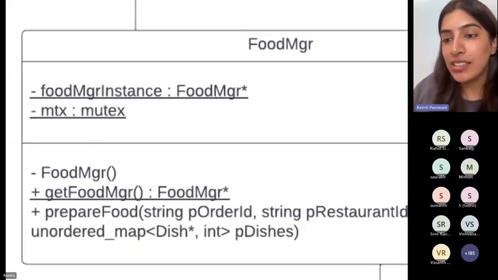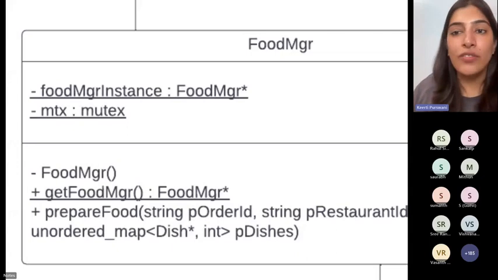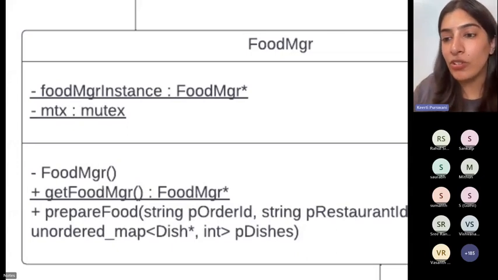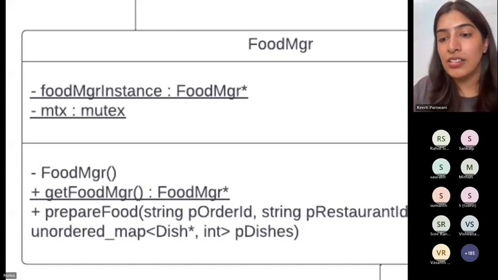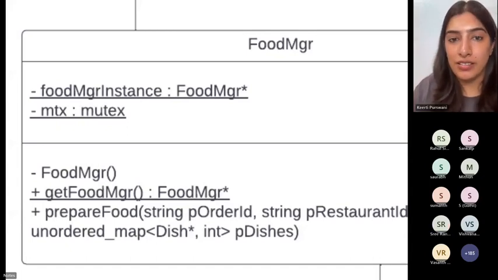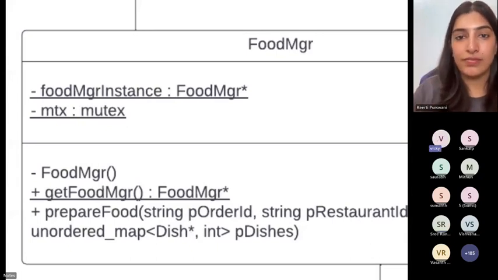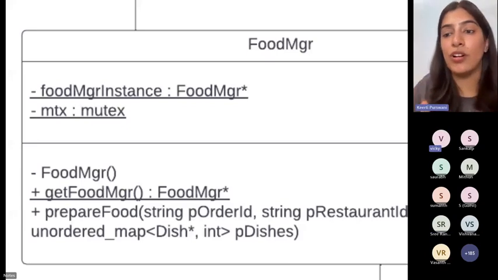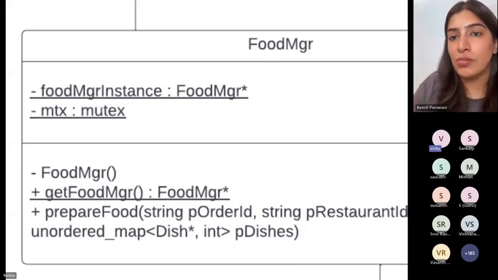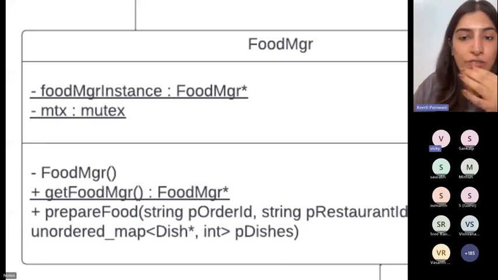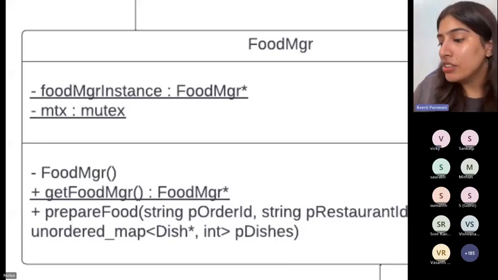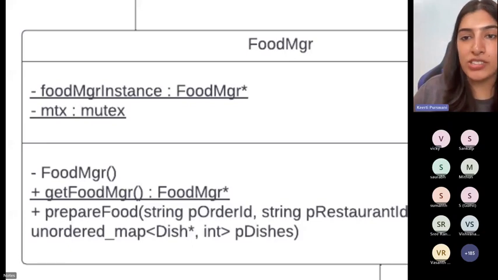So you see this underline. That means it is static. We discussed static yesterday. Does anyone remember what static means? It's a class member. Very good, very good. So it belongs to the class, not to the instance of the class. Correct?